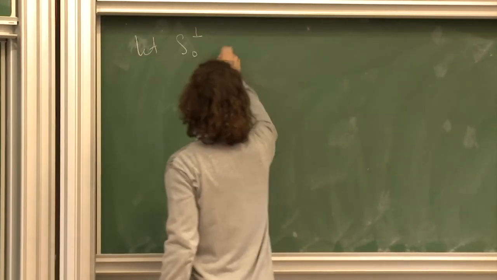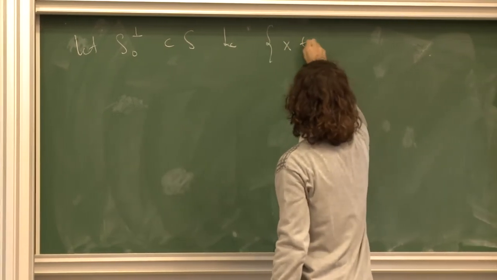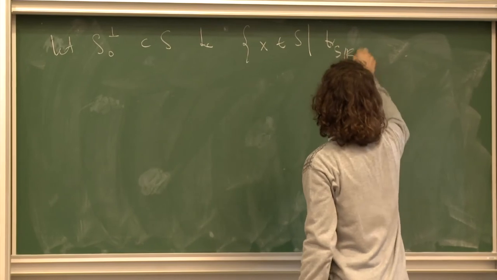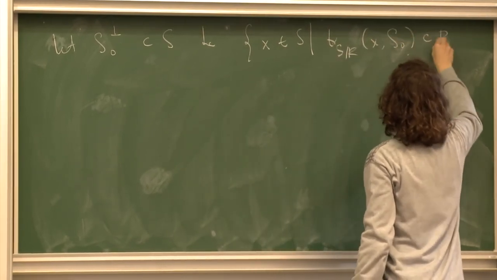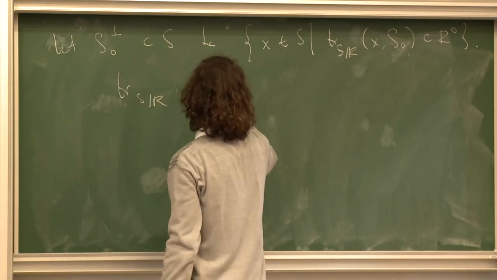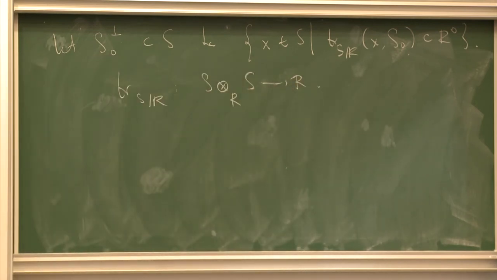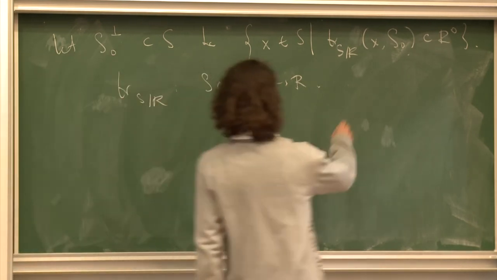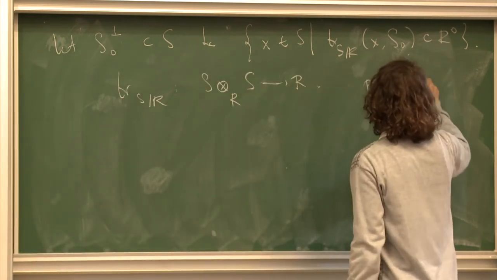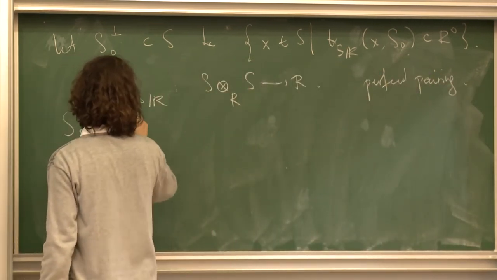Let S not bot be the set of all x in S such that the trace of S over R, x times S, takes values in R not. So here we use the trace form of S over R, which is a map from tensor R S to R. It was last time introduced in the context of almost algebras, and of course it exists also in usual commutative algebra. And so this is a perfect pairing. And then it's easy to see that S naught and S naught bot are open and bounded.